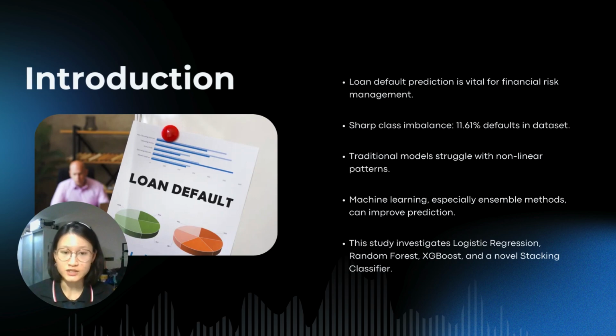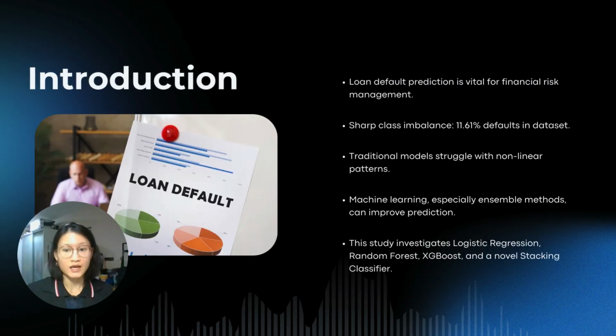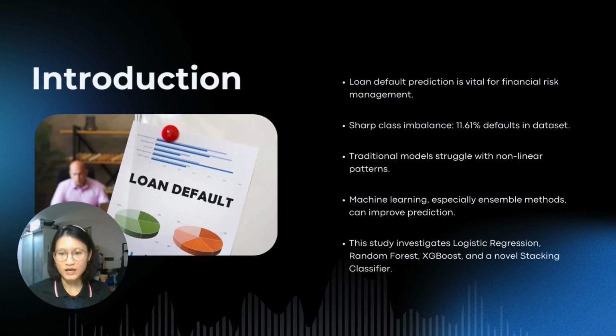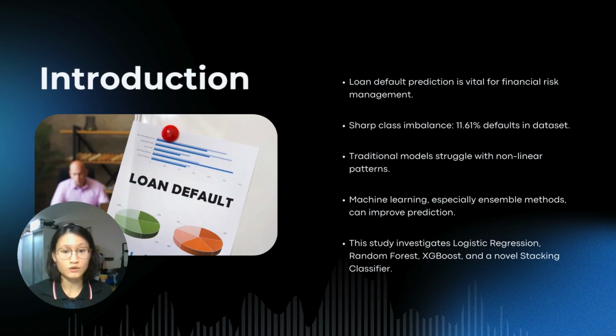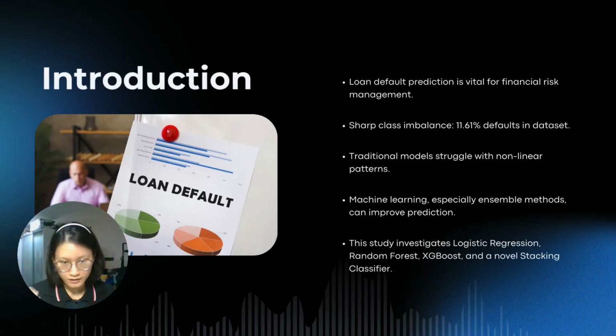Loan default prediction is very important for financial risk management as it helps lenders to identify risks and reduce losses in a growing lending market. But the challenge is the sharp class imbalance in our data set. Around 11% of the 255,000 loans are defaults, meaning that they are rare events and hard to detect.